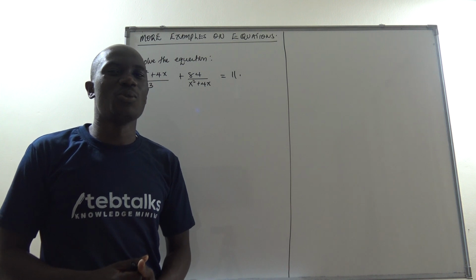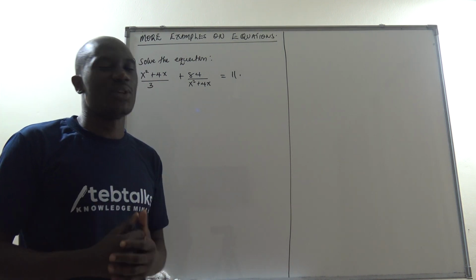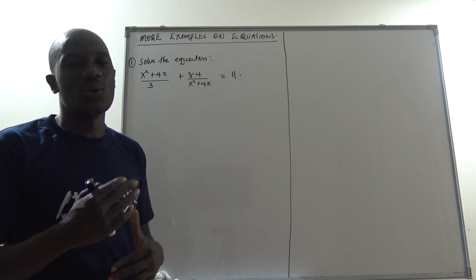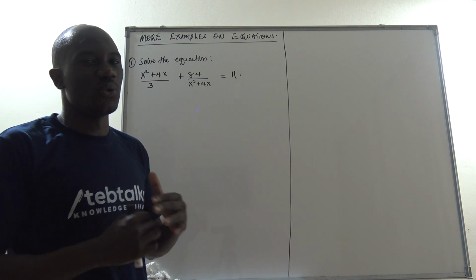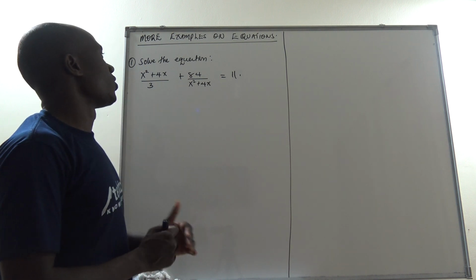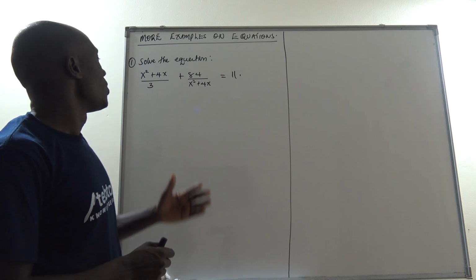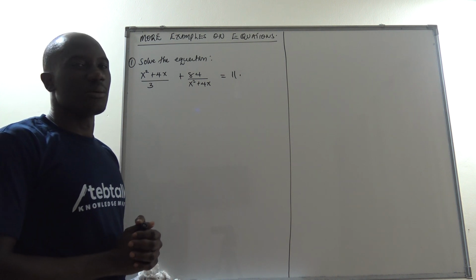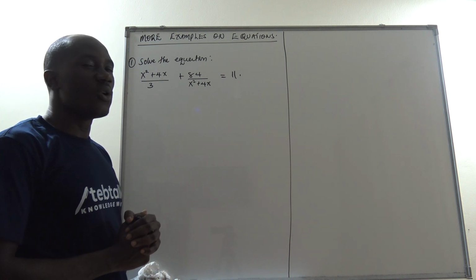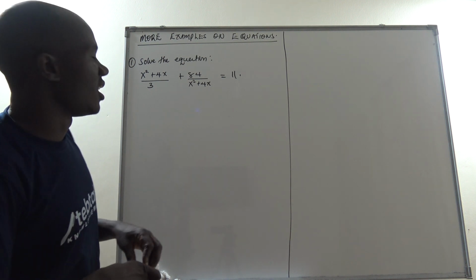We are going to move on with more examples on equations. So we want to look at the general examples on equations. We are starting with the first one: solve the equation (x squared plus 4x) all over 3 plus 84 all over (x squared plus 4x) equals 11.